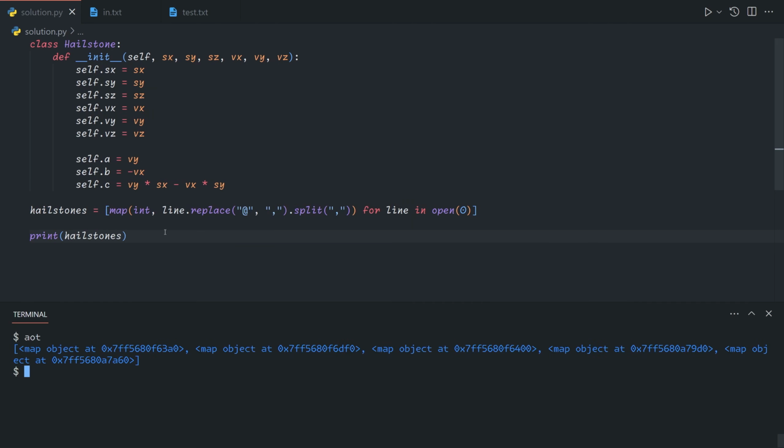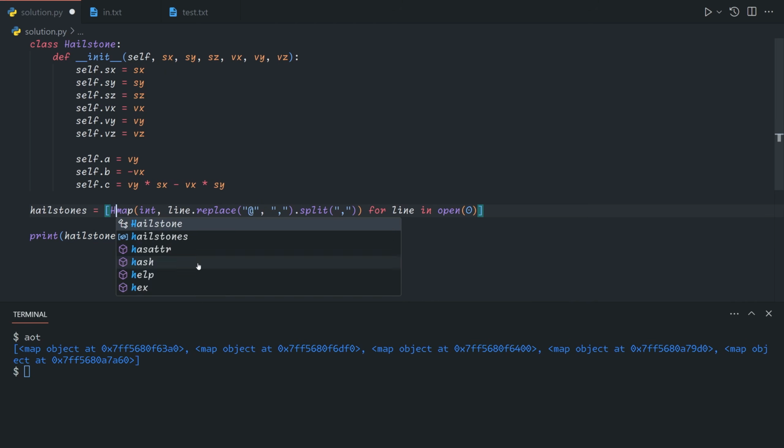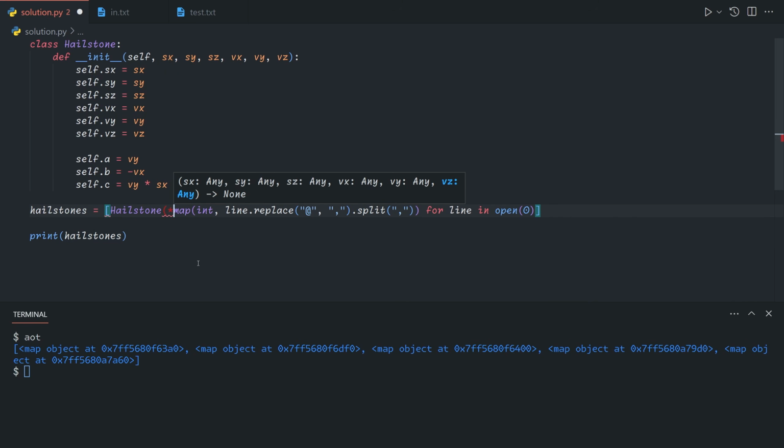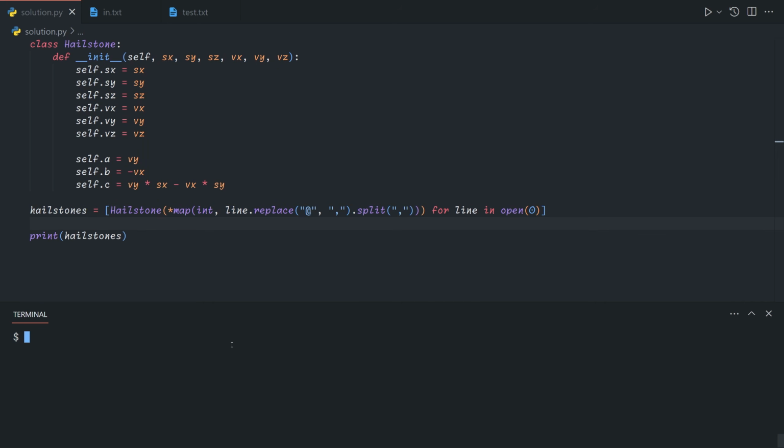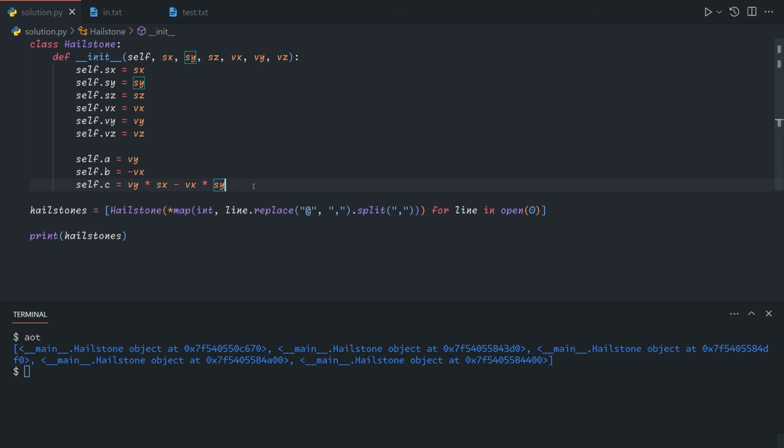So right now we just get a bunch of map objects. And so now what we can do is call the Hailstone constructor to create a new object. We'll use the star operator to split the map across all of the arguments. So this is equivalent to passing in the first through sixth values independently. And so now we get a bunch of Hailstone objects.